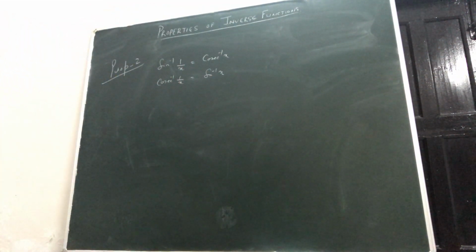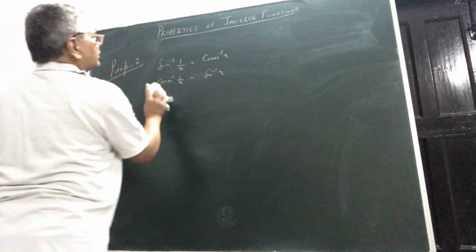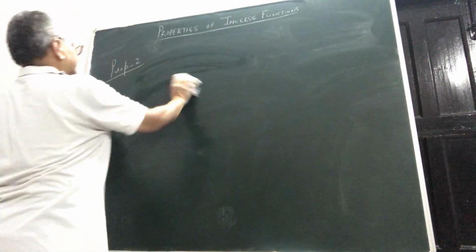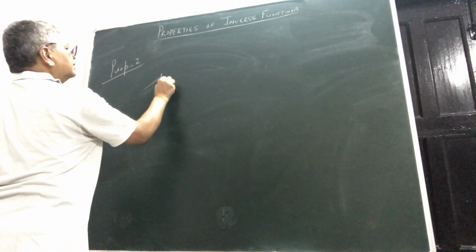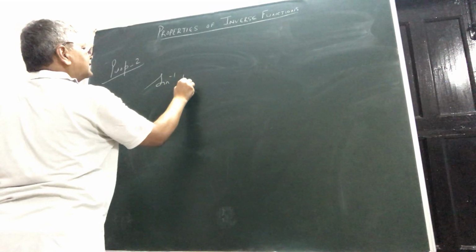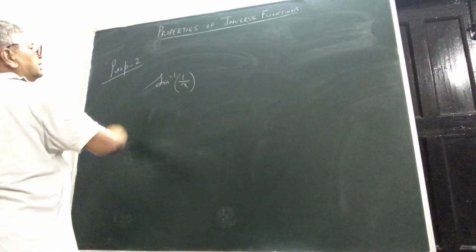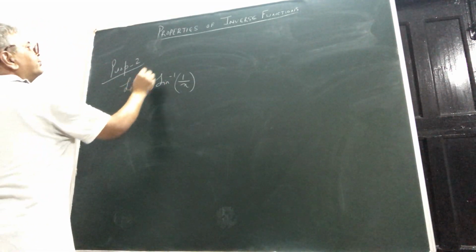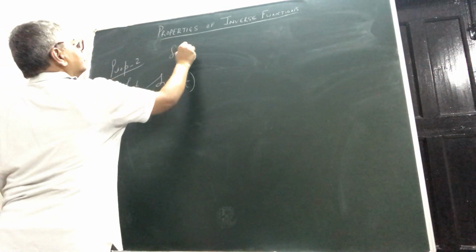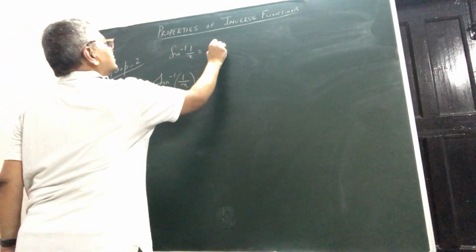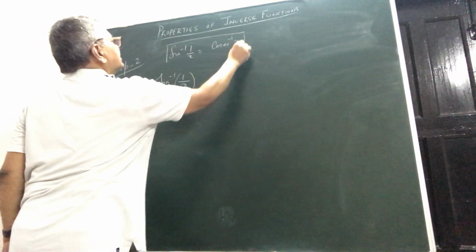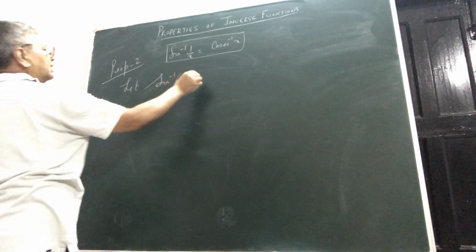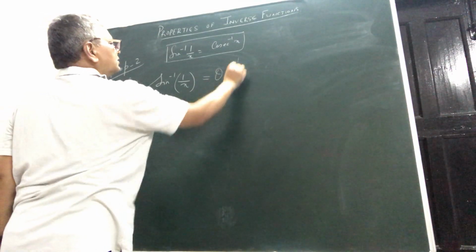Now let me take the proof of any one of them. I will prove the property sine inverse 1 upon x is equal to cosec inverse x. This is the property. So let sine inverse 1 upon x be equal to theta.